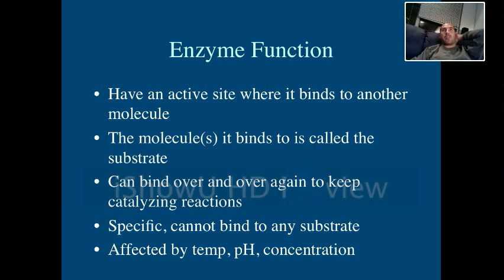And they're very specific. The binding location looks almost like a lock and key model, so only certain enzymes bond with certain substrates. And they are affected by temperature, pH, and concentration. That's important. That can affect the way an enzyme functions: the temperature, the pH, and the concentration.